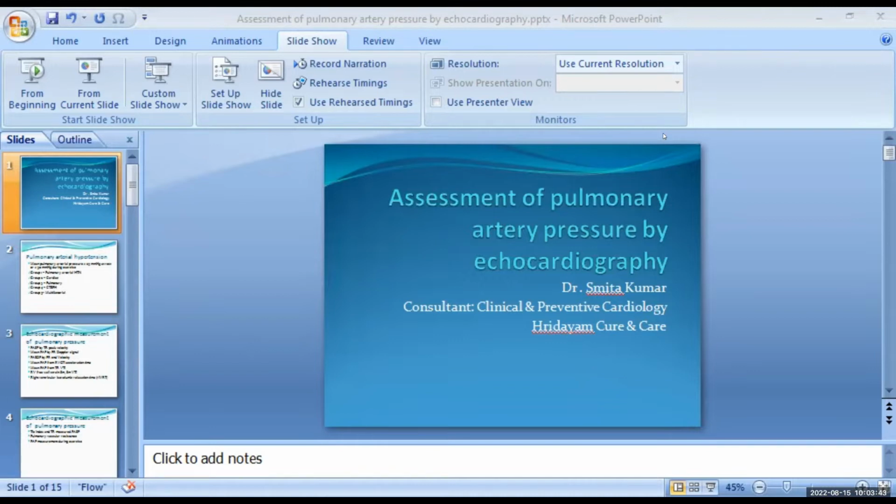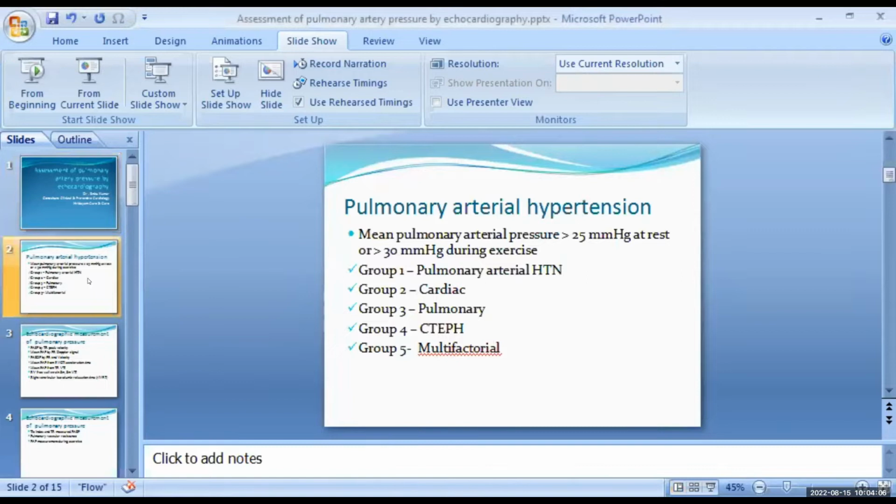Today, I am going to brief about the assessment of pulmonary artery pressure by echocardiography. Basically, pulmonary hypertension is a pathological hemodynamic condition defined as an increase in mean pulmonary artery pressure of equal to or more than 25 mmHg at rest or more than 30 mmHg during exercise. Right heart catheterization is the gold standard method for the assessment of pulmonary artery pressure till now.